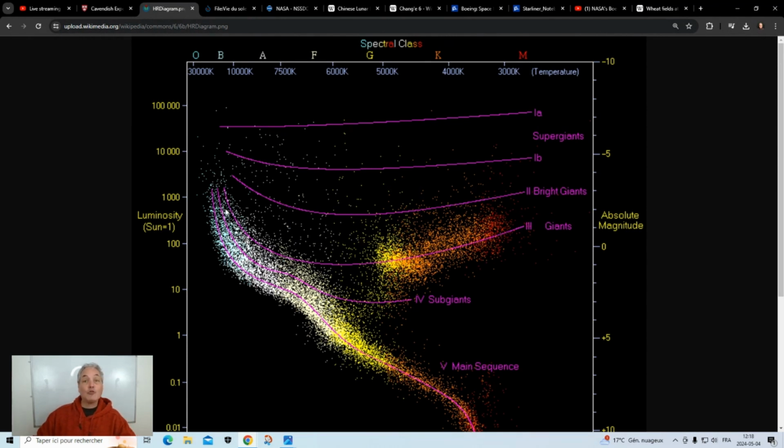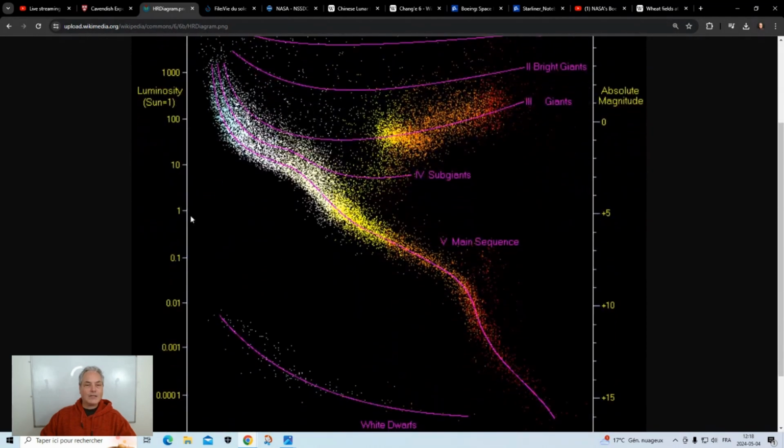Keeping in mind that if you have a star that is much warmer, much hotter, that means that the fusion reaction happening inside is going much faster. That means that stars that are right here, usually they will exhaust their fuel much faster than suns that are in the yellow color.